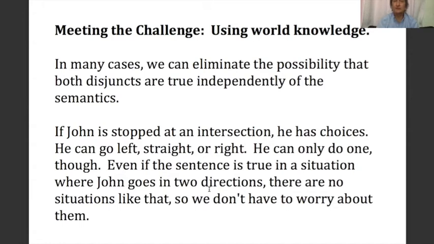So the only real situations that we have to worry about are situations where he does one. We can say that it's true in situations where he does both, but there are no situations like that, so we don't worry about them. The intuition that OR is exclusive is largely an intuition that the AND interpretation isn't an option. Well, this gives us a separate reason why it's not an option. The semantics can allow it, but we get rid of it using our knowledge about the world.